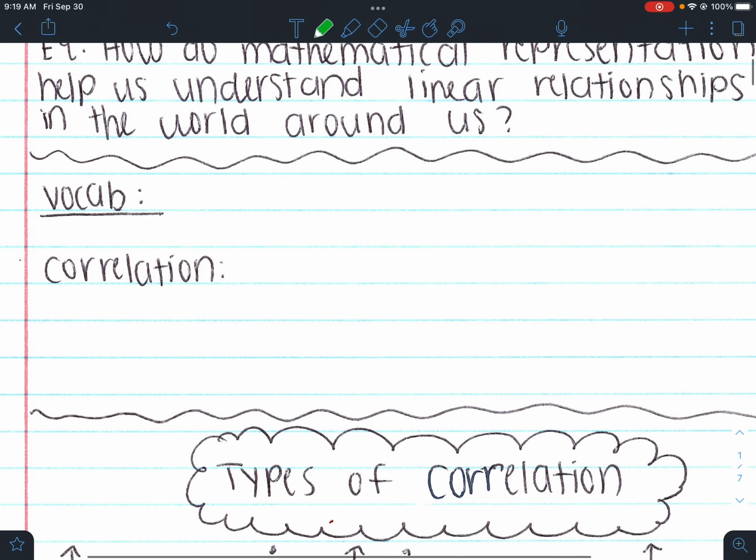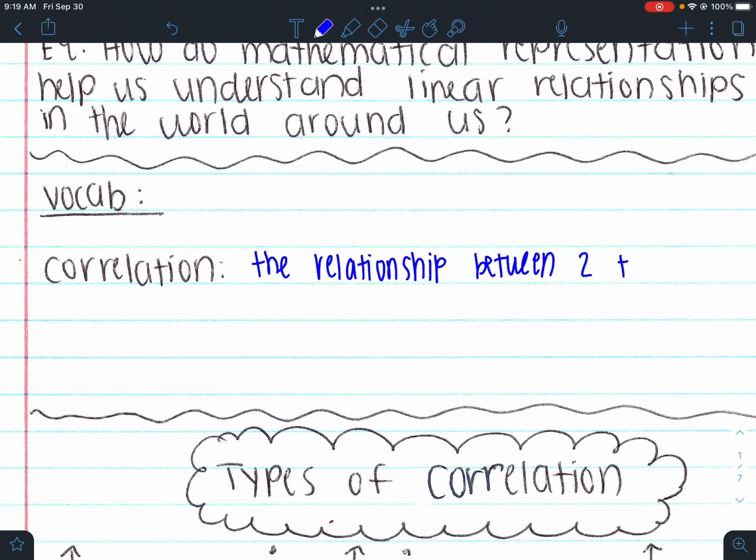So the first word we're going to talk about today is correlation. And the definition of correlation that I'm going to use is the relationship. I'm spelling relationship wrong, oh my gosh. Relationship between two things. So it's going to be the relationship between two things. So whether we're talking about how many calories you're going to burn versus how long you've been running on the treadmill, or the temperature outside and whether your ice cream's going to melt fast or slower, stuff like that.